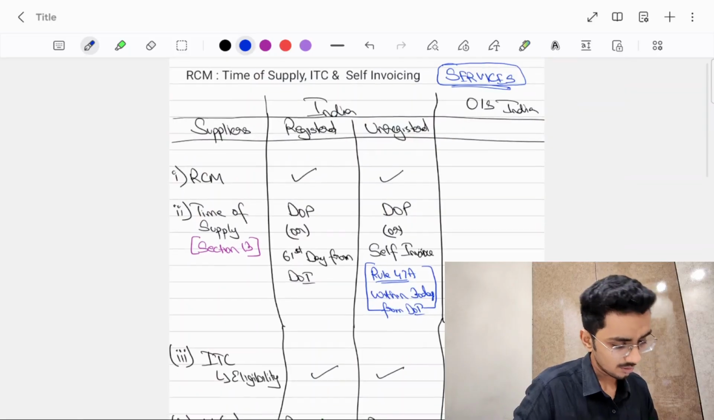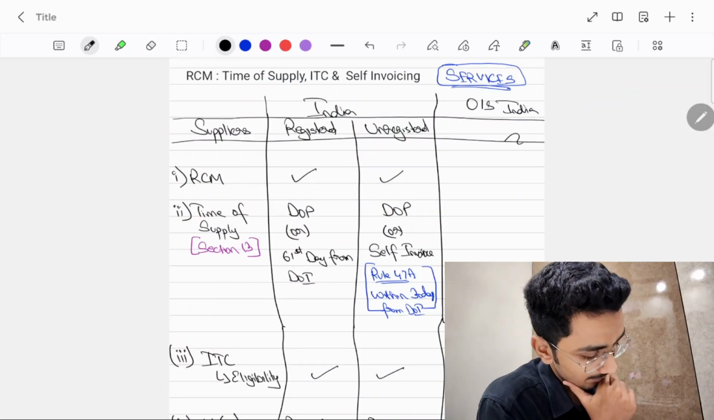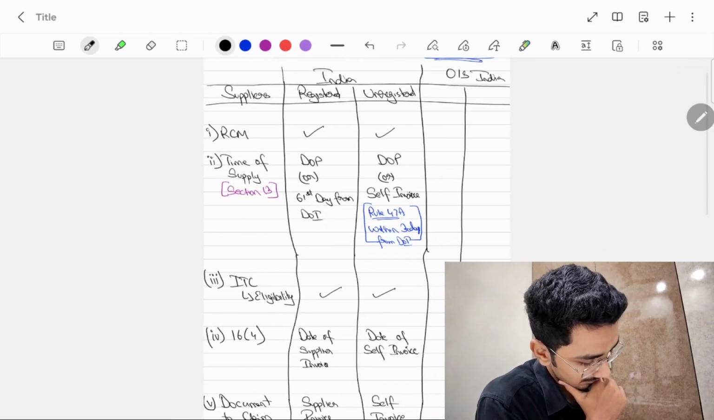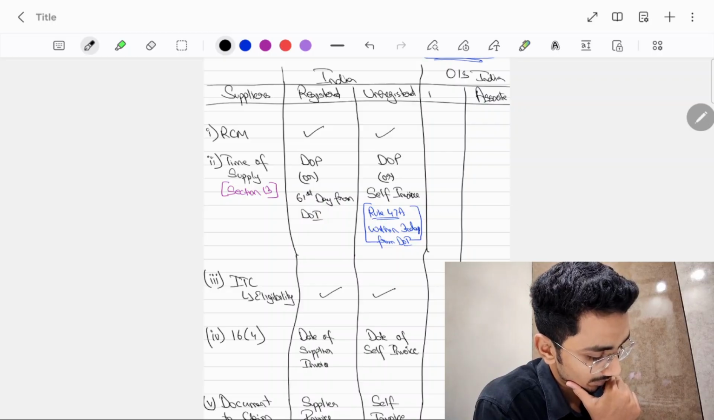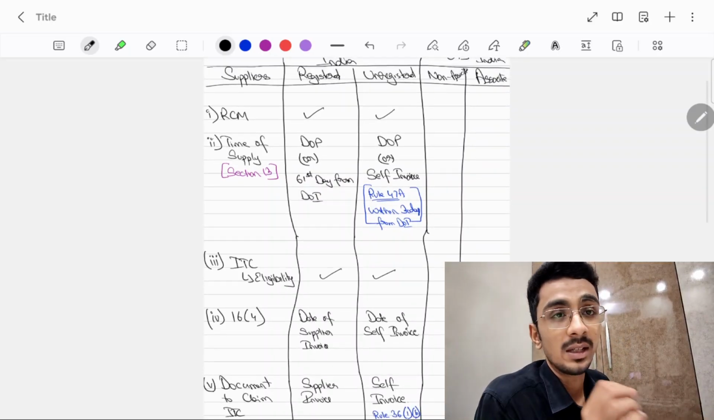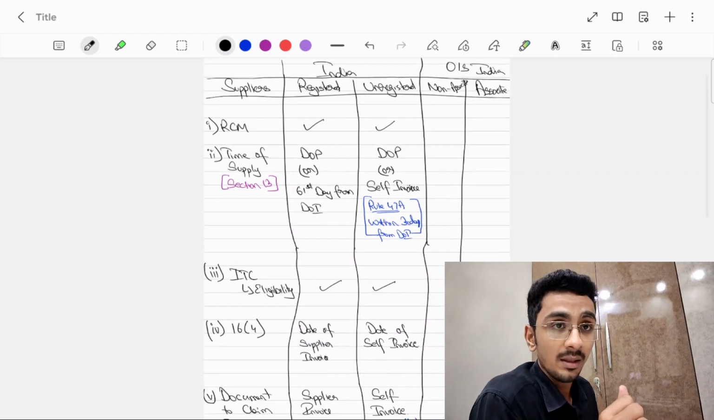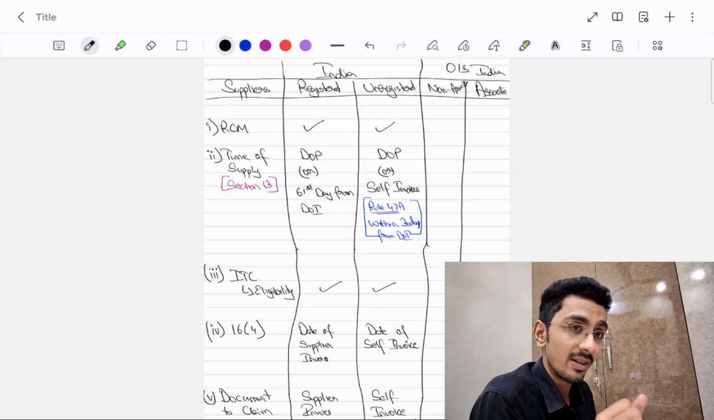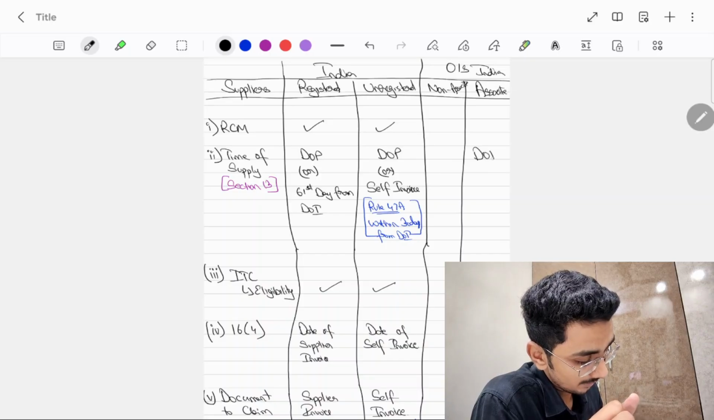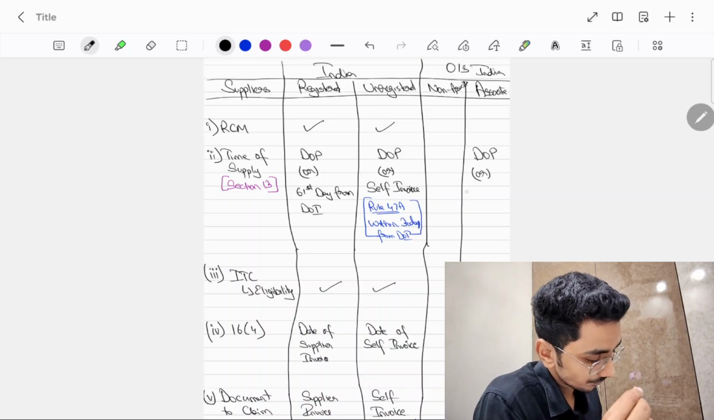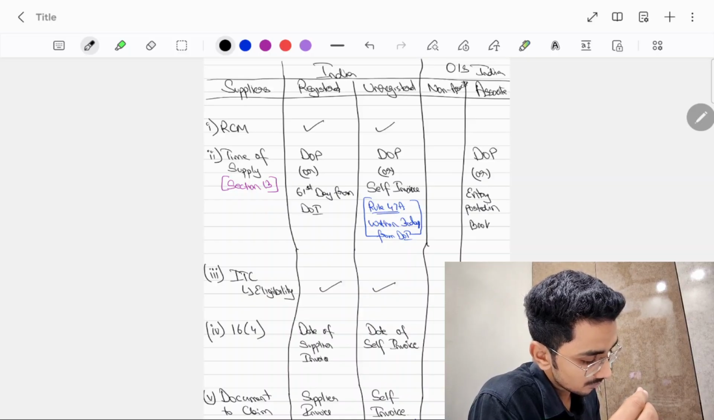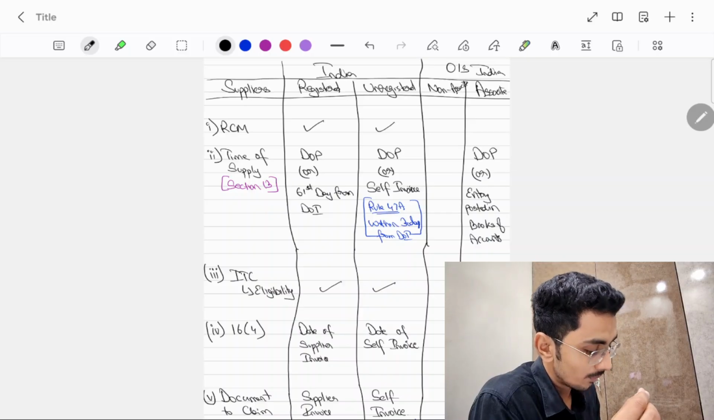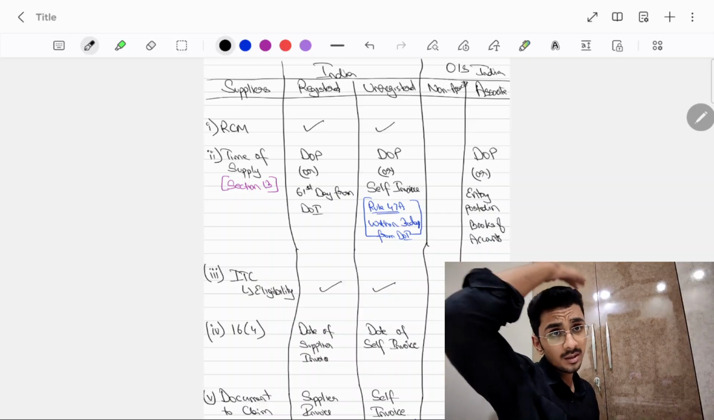Now regarding a person outside India, there can be two categories. First category is associated enterprise, and second is non-associated enterprise. Non-associated enterprise is equivalent to an unregistered party, but in the case of an associated enterprise, there's some difference in one particular condition, because it states that the time of supply is date of payment or the entry posted in books of accounts. Entry which has been posted in books of accounts.